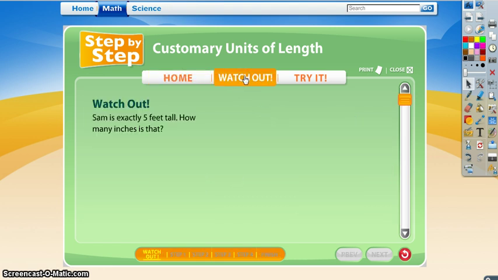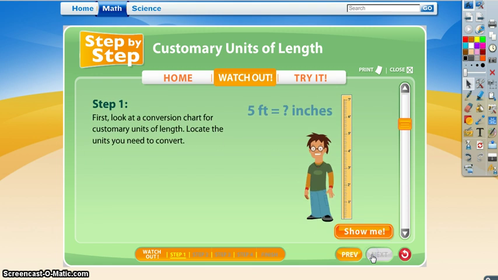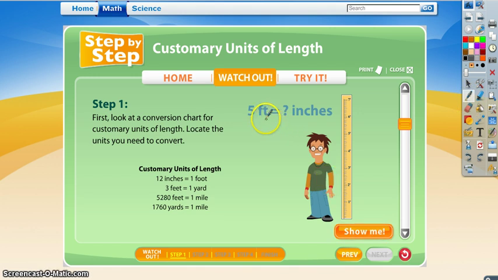Let's try another conversion using different units of measurement. Sam is exactly 5 feet tall. How many inches is that? First, look at a conversion chart for customary units of length and locate the units you need to convert. Okay, so we're going from feet to inches. So we're going from a large unit to a small unit.